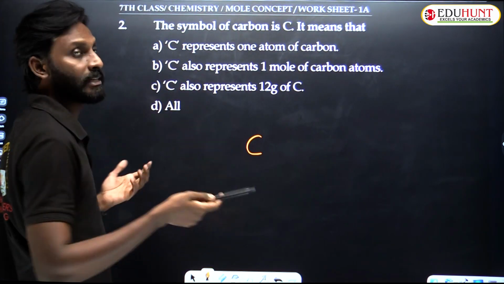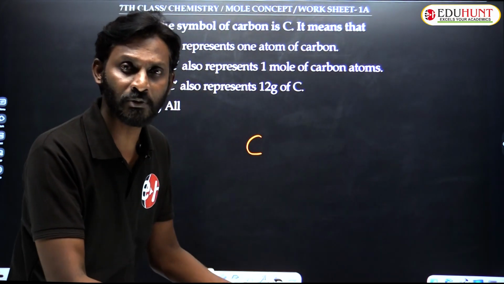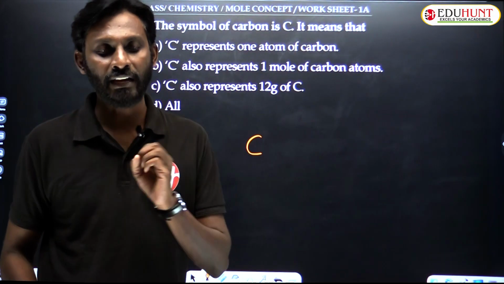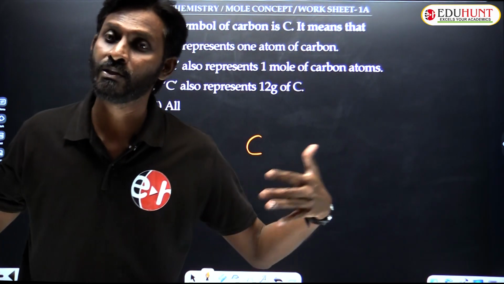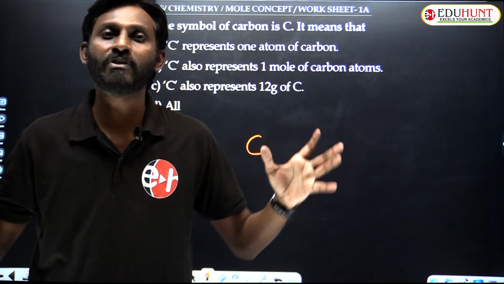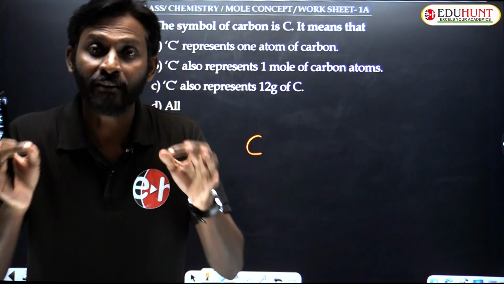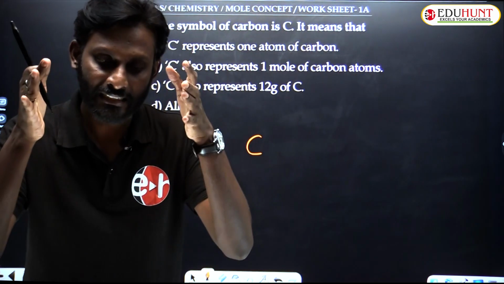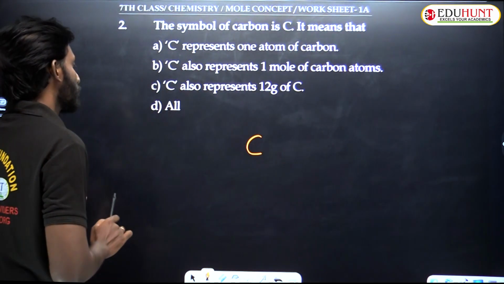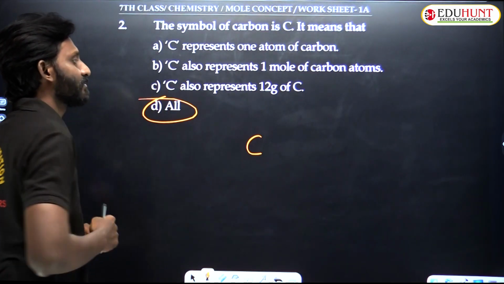So C also represents 12 gram. Any number of atoms means whatever amount of weight. You take 10 gram carbon, 5 gram carbon, 1 gram carbon, 12 gram carbon. Whatever mass, whatever amount of carbon you have taken, that carbon element has to be represented with the symbol C only. So the best answer is all.